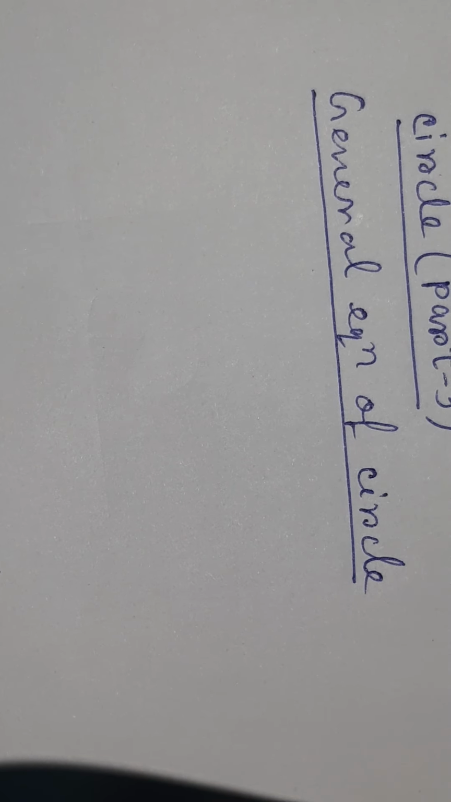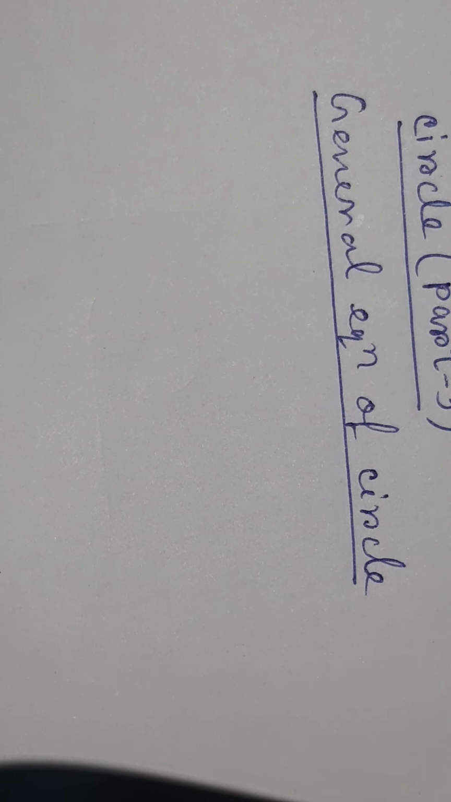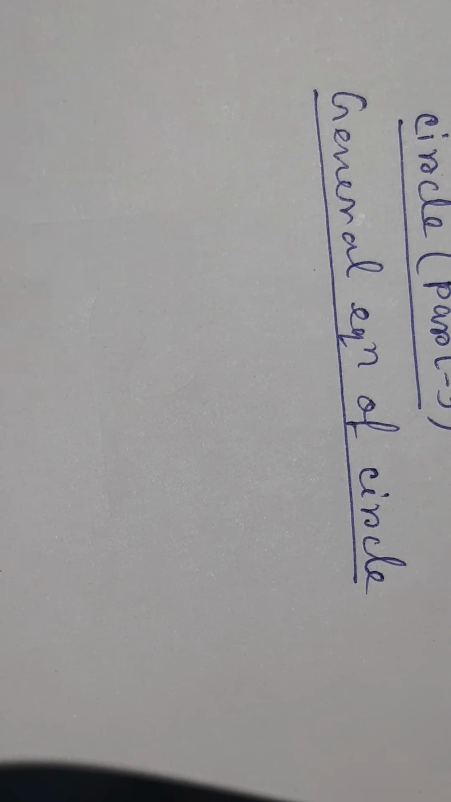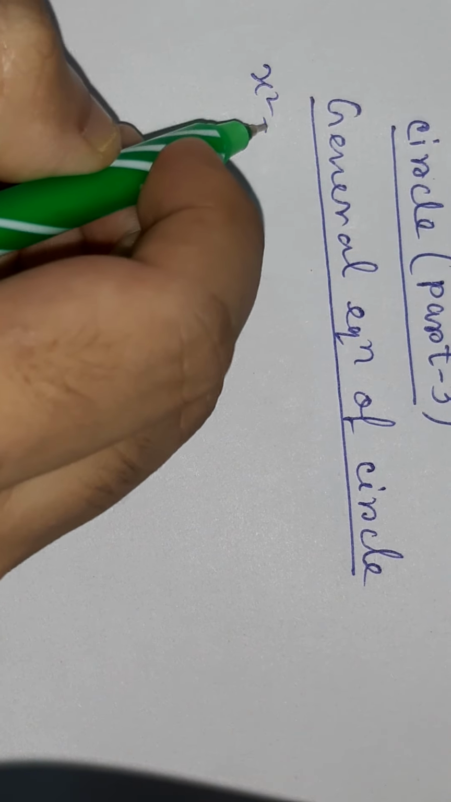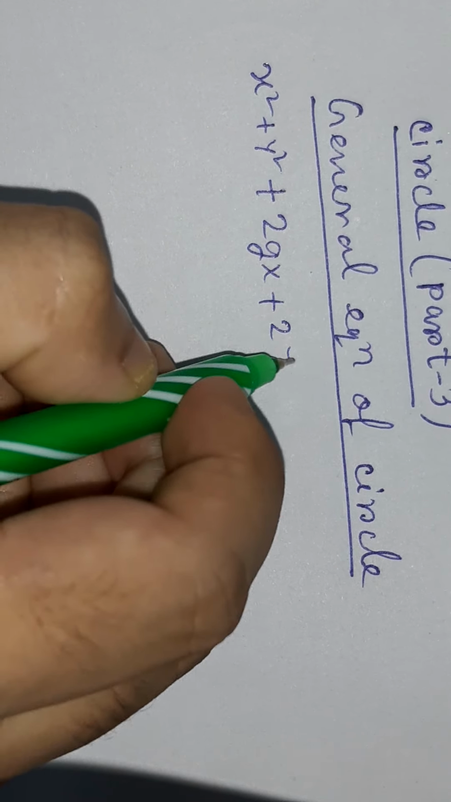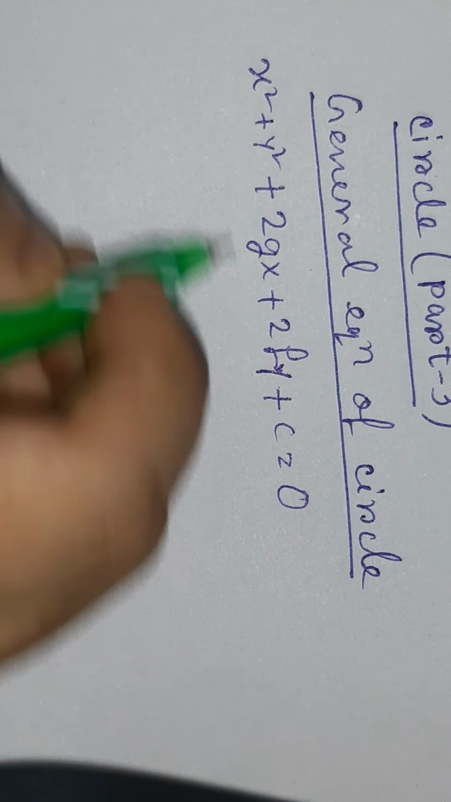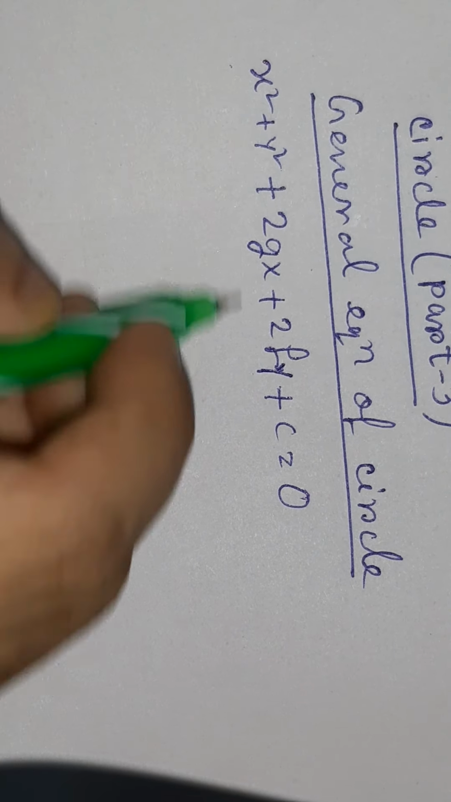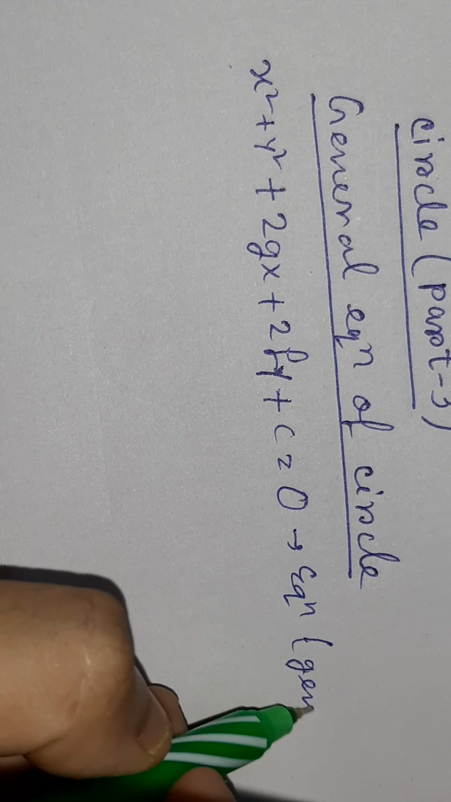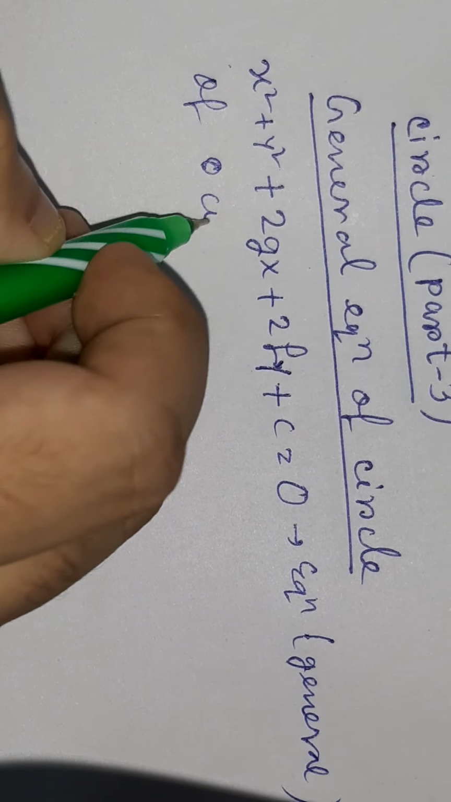Hello student, in this lecture I will discuss details about the general equation of circle. So what is the general equation of circle? The general equation of circle will be x square plus y square plus 2gx plus 2fy plus c is equal to 0, where this represents the general equation of circle.